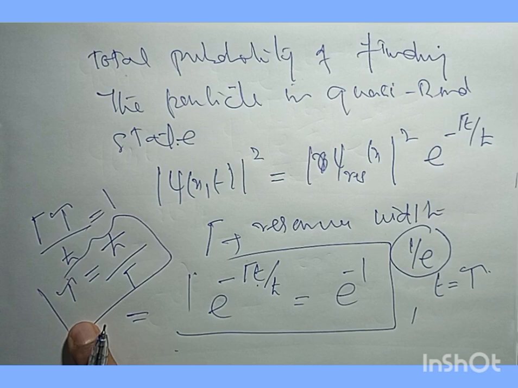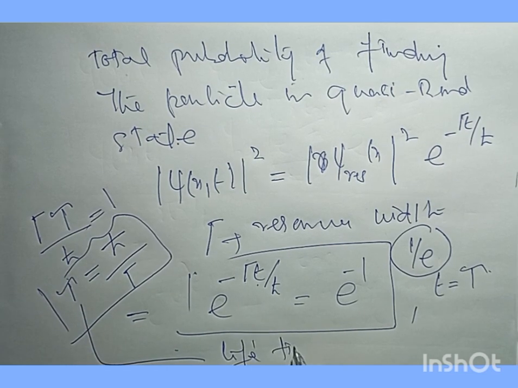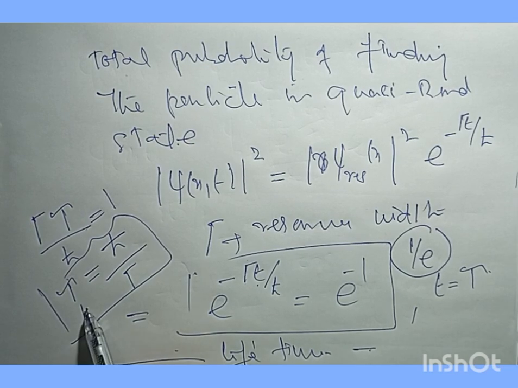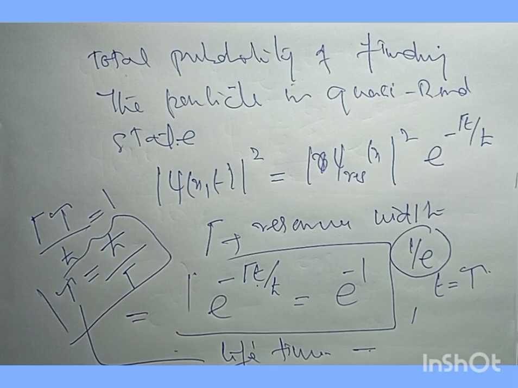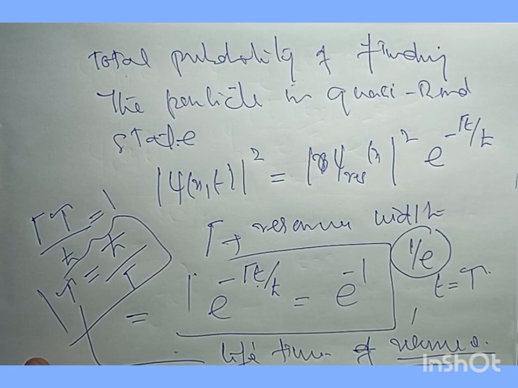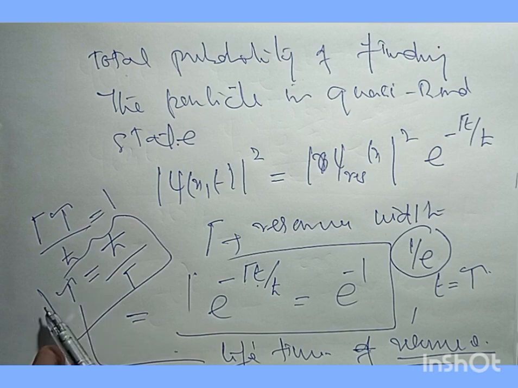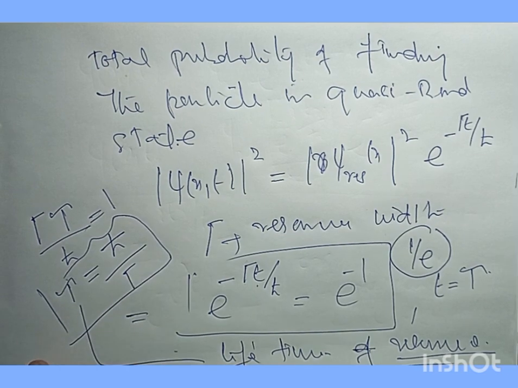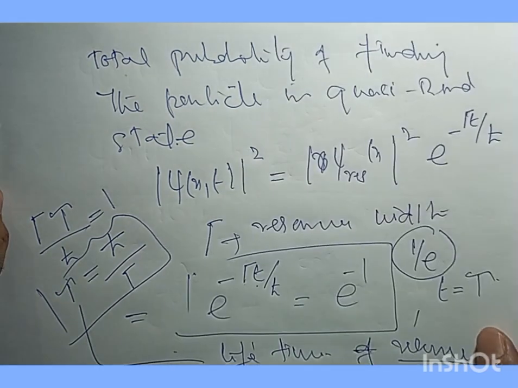Now this tau is what? This tau is our lifetime. It's the lifetime of this quasi-bound state. It's the characteristic lifetime of resonance. So resonance will take place for this amount of time. And see the beauty of this equation, that it's simply the ratio of the reduced Planck's constant and the width of resonance.